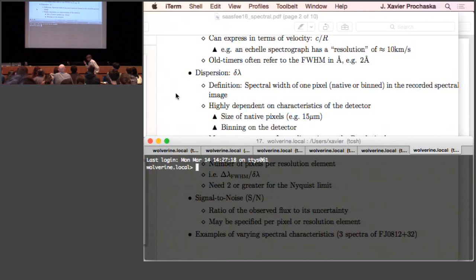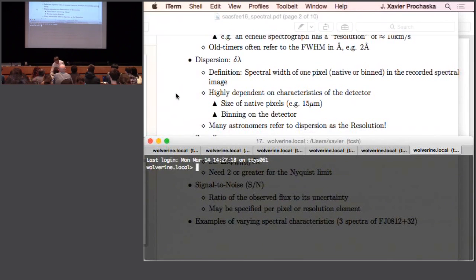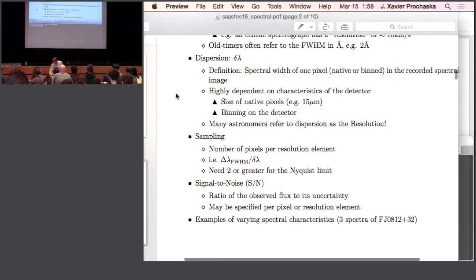It's therefore highly dependent on the detector, the size of the pixels, and whether or not you've actually binned on the detector. Cautionary note: a lot of people refer to the dispersion as the resolution, but don't. Dispersion has, I wouldn't say nothing to do with the resolution, but they are distinct quantities.